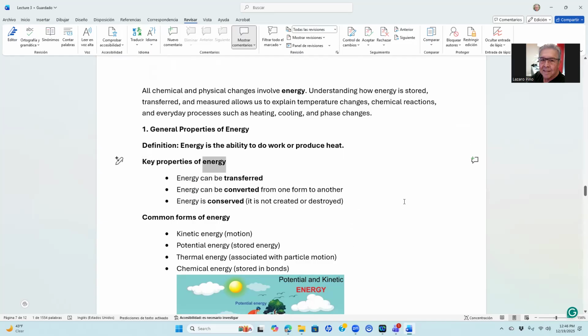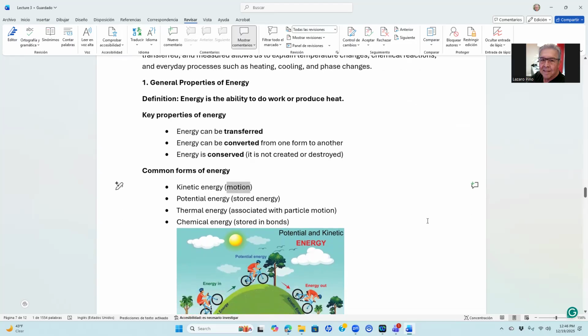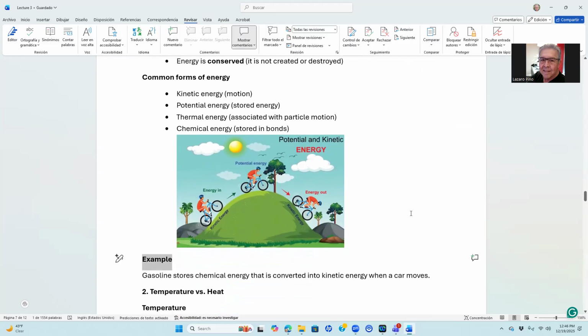Key properties of energy. Energy can be transferred. Energy can be converted from one form to another. Energy is conserved. It is not created or destroyed. Common forms of energy. Kinetic energy, motion. Potential energy, stored energy. Thermal energy, associated with particle motion. Chemical energy, stored in bonds. Example: gasoline stores chemical energy that is converted into kinetic energy when a car moves.